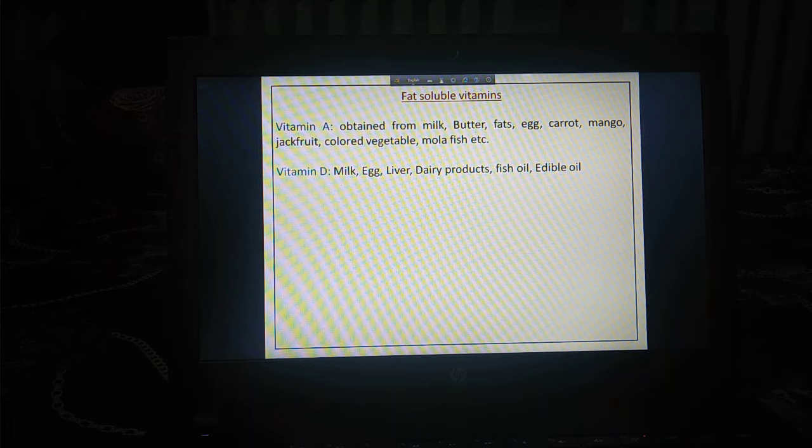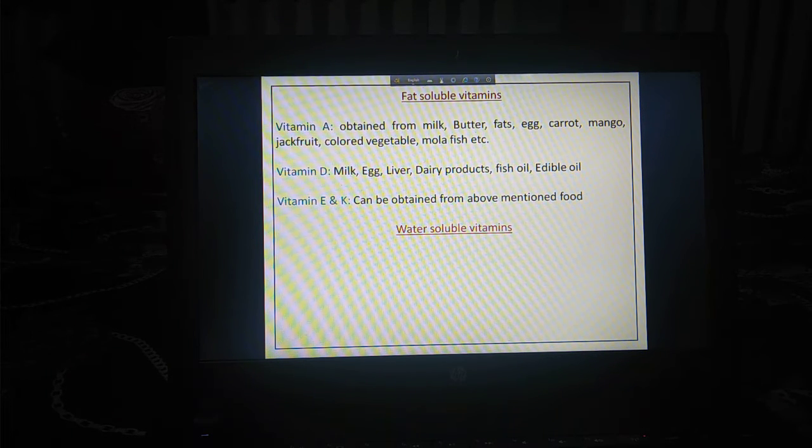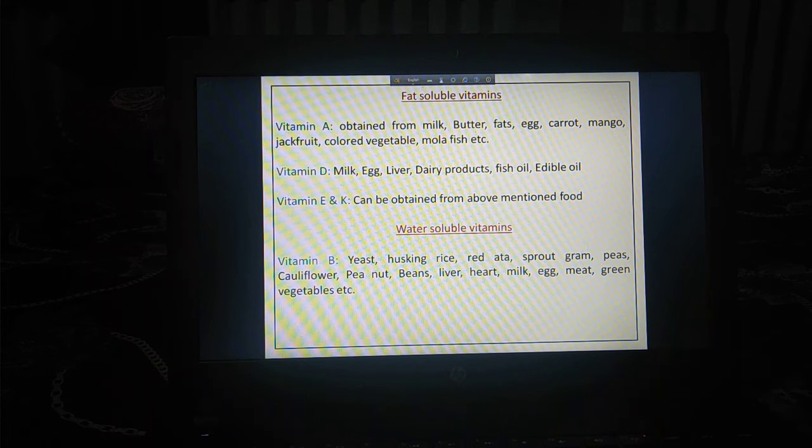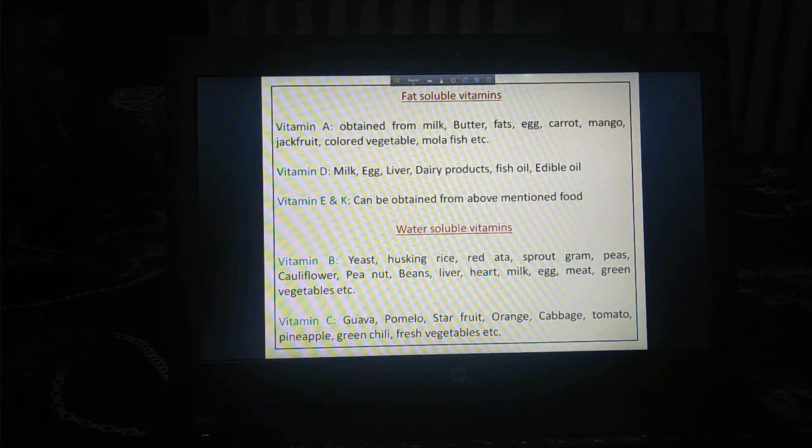Vitamin D from milk, egg, liver, dairy products, fish oil, edible oil. Vitamin E and K can be obtained from the above mentioned food. Now water soluble vitamin, vitamin B from yeast, oxen rice, red atta, then peas, cauliflower, peanut, beans, liver, heart, etc. Now vitamin C from guava, most important for MCQ, guava, then pomelo, star fruit, orange, cabbage, tomato, pineapple, green chili, etc.